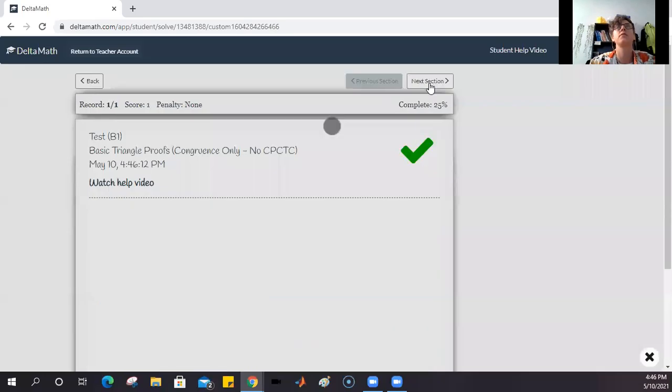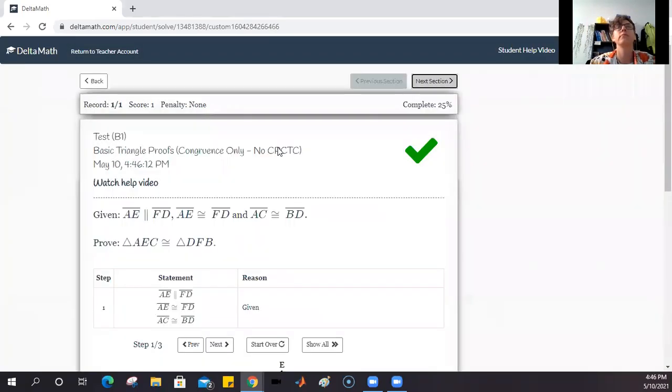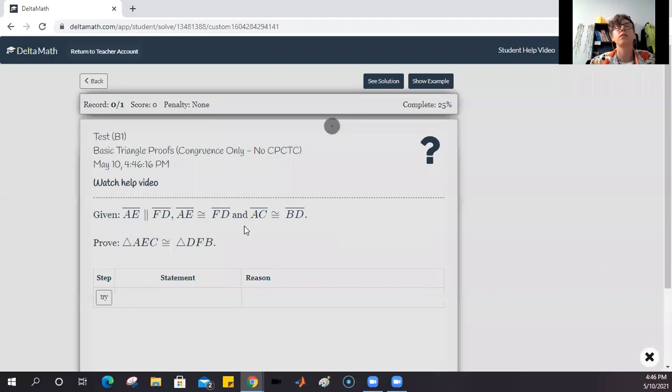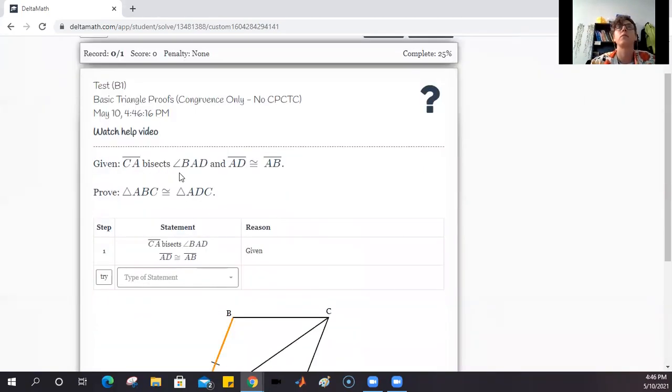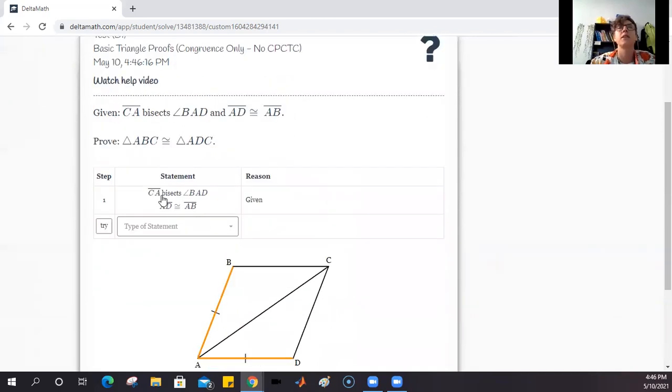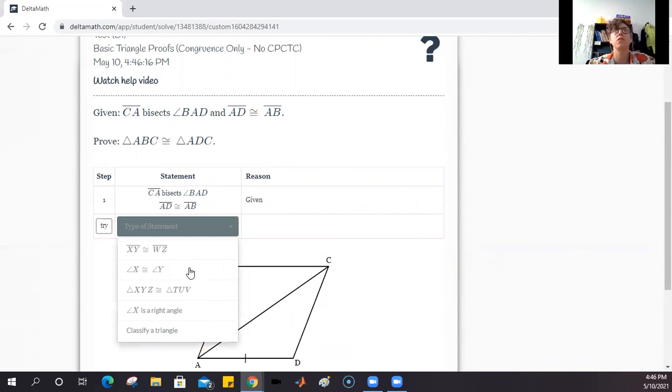Next question. All right, what are we trying to do? Prove triangles congruent. Let's see, what are we given? CA bisects angle BAD. What does that mean? It splits an angle in half. That means the two halves, the two angle halves, must be congruent to each other.